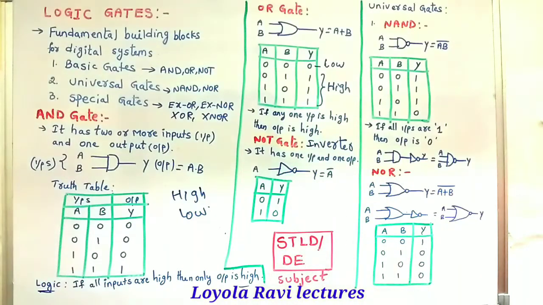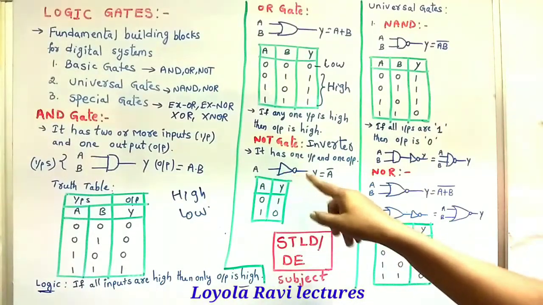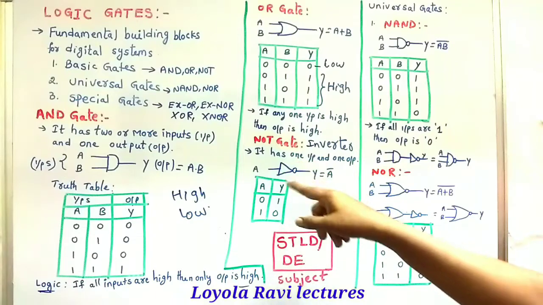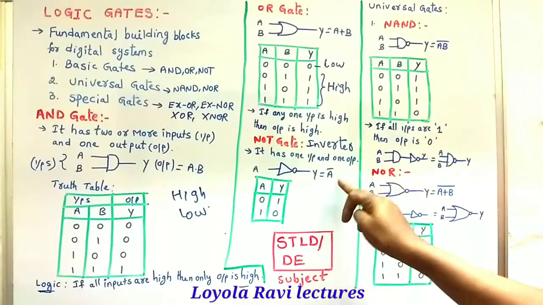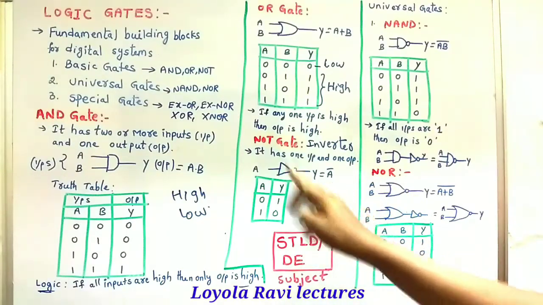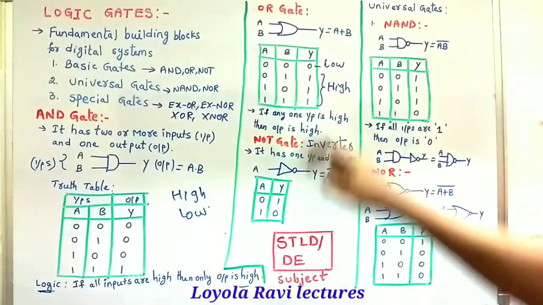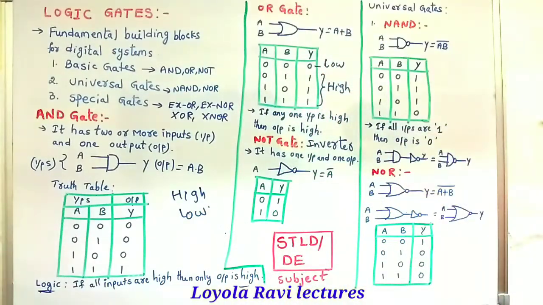Inverter, NOT gate or inverter. Okay, then the logic symbol is like this: one input, NOT gate, output is Y is equal to A bar. So this is the output expression. For AND gate, output expression is Y is equal to AB. For OR gate, output expression is Y is equal to A plus B. For NOT gate, output expression is A bar.